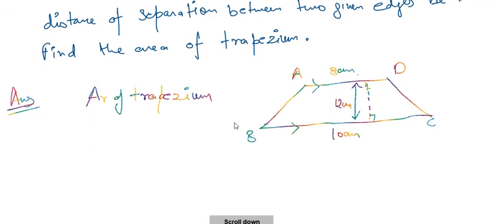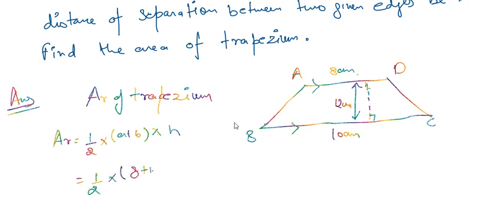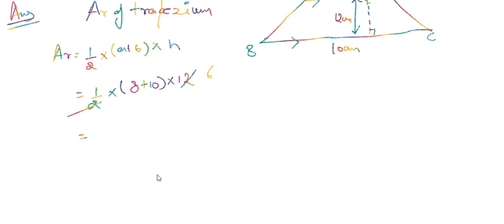So I think I have all the stuff required for finding the area. My area would be half times the summation of my parallel edges times the perpendicular distance of the separation. So a plus b would be 8 plus 10, times 12. Just simplifying, I would get 6 here. Can you guess what I should write here? Yeah, it would be 18 times 6.